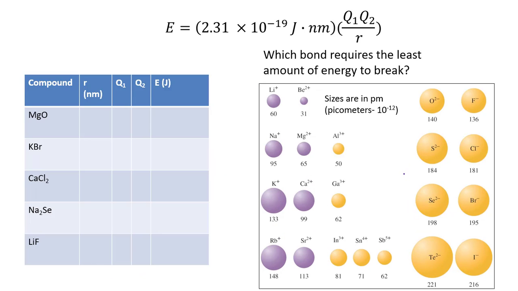So how do we put all of these values into this equation? Well, let's look first at magnesium oxide.